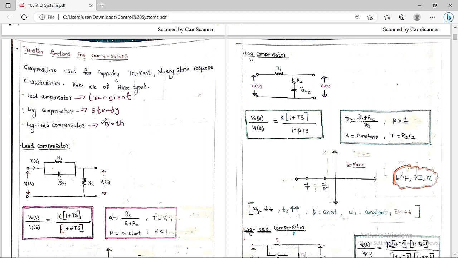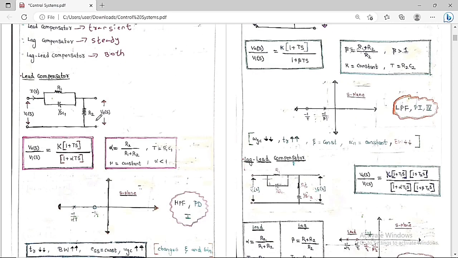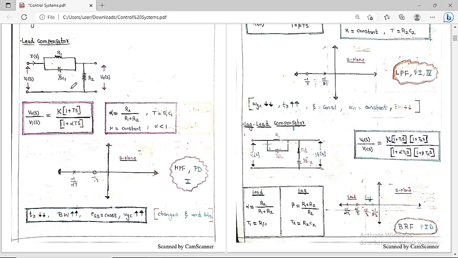Now we will discuss each and every compensator in a very detailed manner. The first compensator that we are going to study is the lead compensator. This is the circuit diagram of the lead compensator. You can see clearly this is an electrical circuit with a resistor, a capacitor, and a resistor. In the Laplace transform, we get R1, 1 by sC, and R2. The input is Vi of s, the output is Vo of s, and the current is I of s.